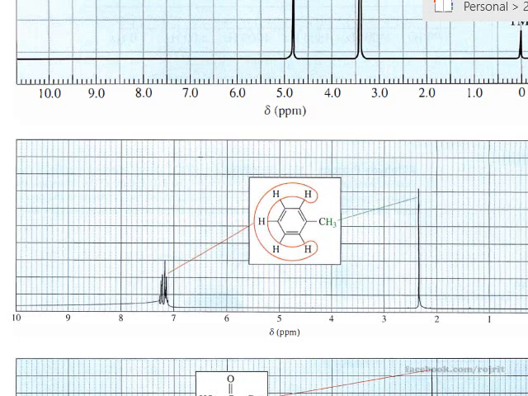But for the methyl group, because you have a carbon right in between the hydrogen and the benzene ring, it drops down all the effects that we've already discussed. So the hydrogen atom is dropped back to about 2 ppm.